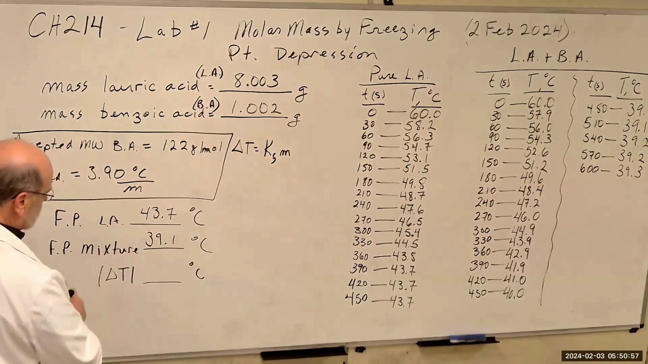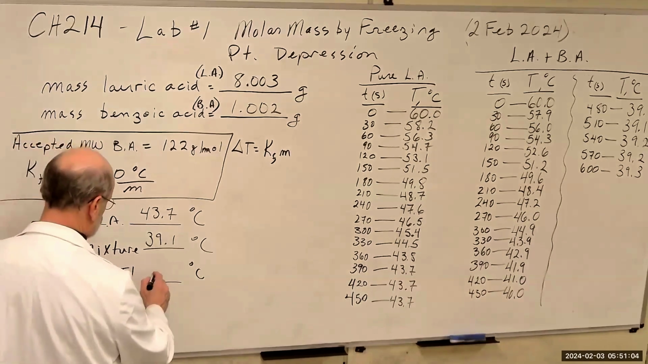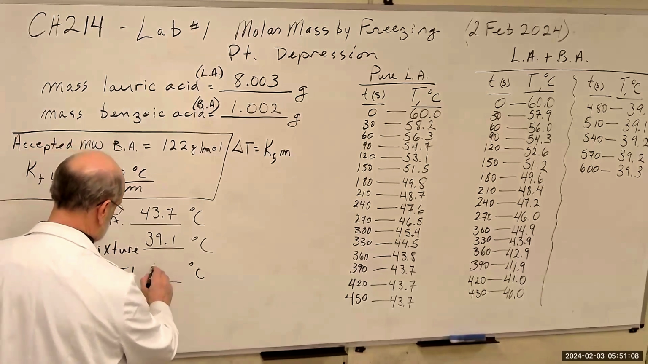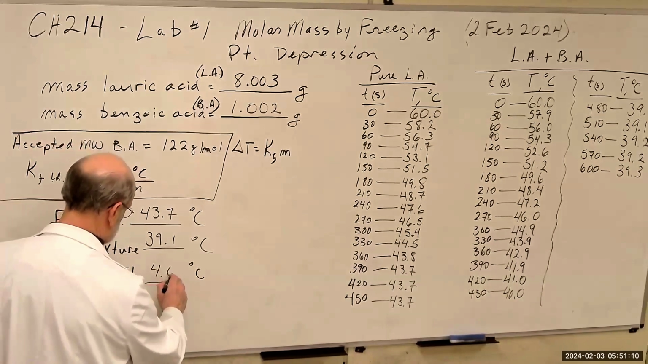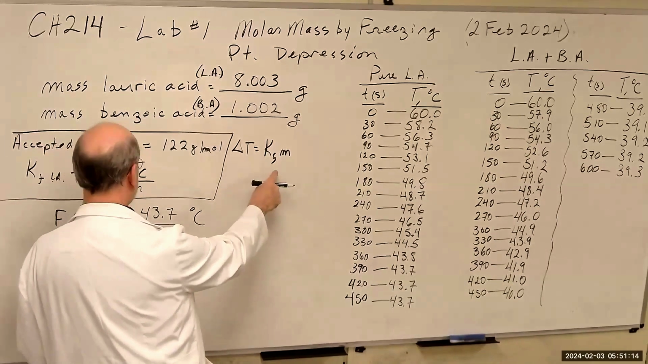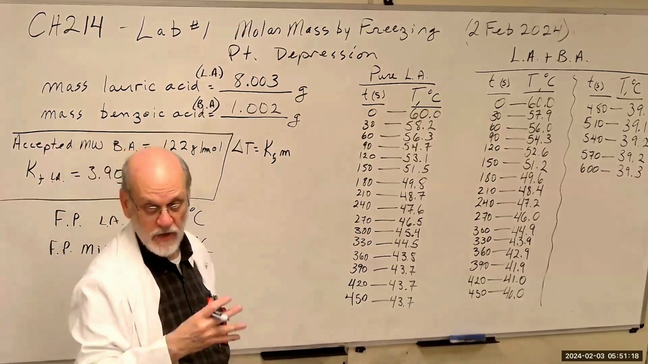So the difference between those two is 4.6. You're right. Okay, so that'll go in here, and then 3.90 goes in here, and molality will be there. You solve for molality.